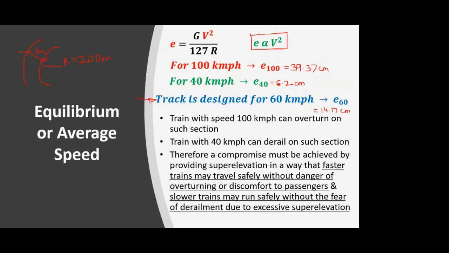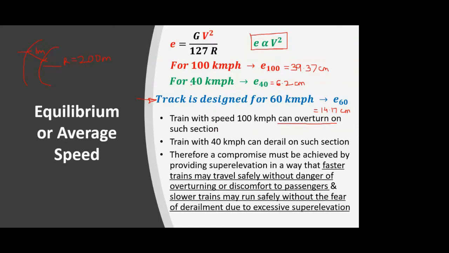So the problem you must have now realized is this: a train with 100 kmph, if I give a super elevation of 14 centimeter, that is the super elevation that I'm providing. So when a train of 100 kmph passes over this track, which has a super elevation of 14 centimeter, that train actually requires a super elevation of 39 centimeter, but we are providing less. So what can happen is that the train can overturn on this section.